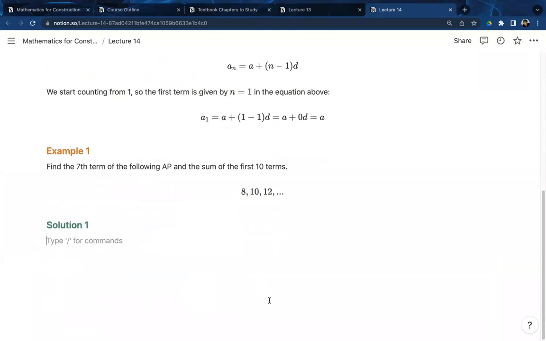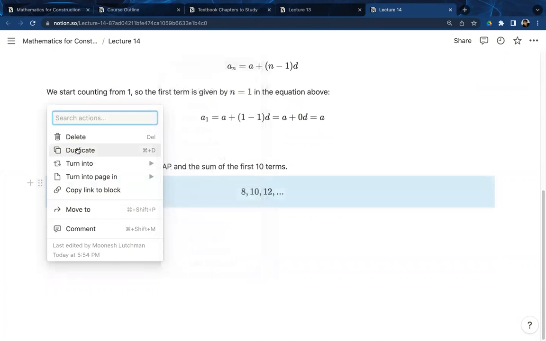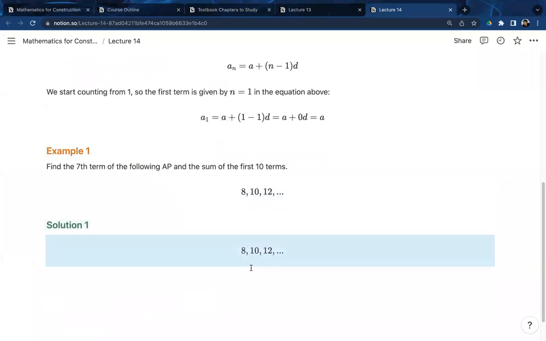So since this is an AP, I could just list out all the terms. How are you sure this is an arithmetic progression? All you need is 3 terms in a sequence to figure out if it's an arithmetic progression. 3 consecutive terms. So I have 3 consecutive terms here, 8, 10, and 12. I need to check if the common difference from the first to the second is the same as the difference from 10 to 12. To go from 8 to 10, I need to add 2.